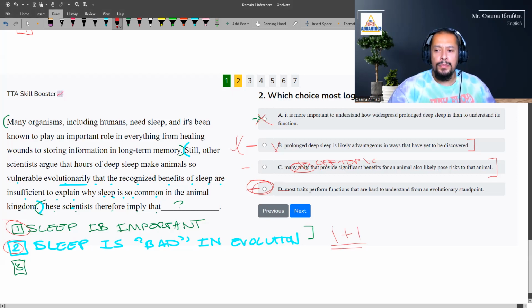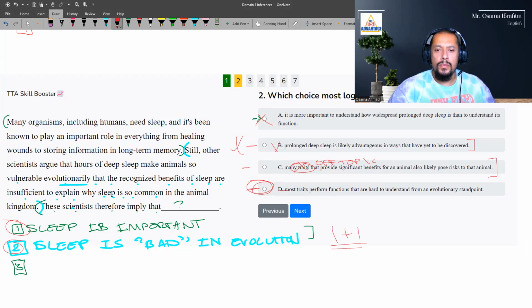Support your answer. Yeah, I guess it's B because he said that sleep can be bad for animals. Or she, we don't know if it's a he or she. How do we know the author says sleep is bad for the animals?